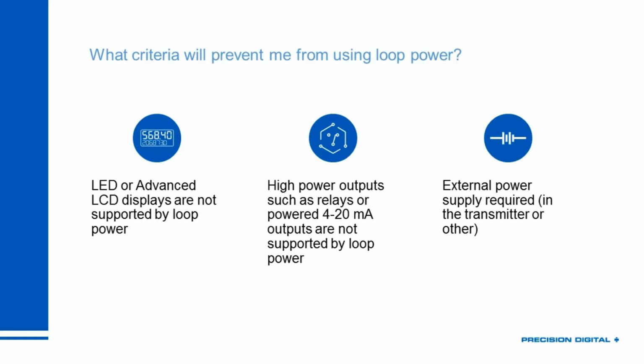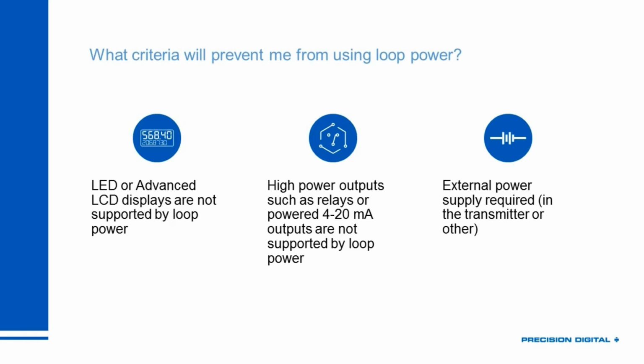If you need high power outputs, you need relays that can support pumps or motors, or that need to be able to drive sirens or safety equipment. Or you want a 4 to 20 milliamp output that's self-powered, so you don't need a power supply for it. But again, LoopPower is not going to be for you.